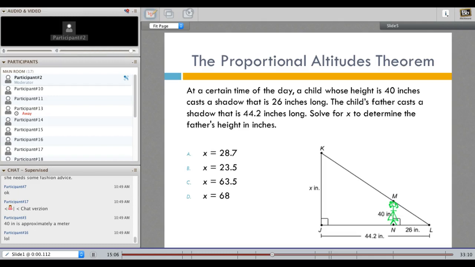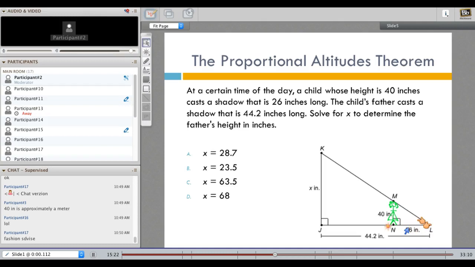All right, so think about where the shadow is. Where is the shadow for this girl that needs fashion advice? Let me give you guys whiteboard privilege. Point to where the shadow would be. Show me what side of the triangle would represent the shadow. Good. The bottom line.